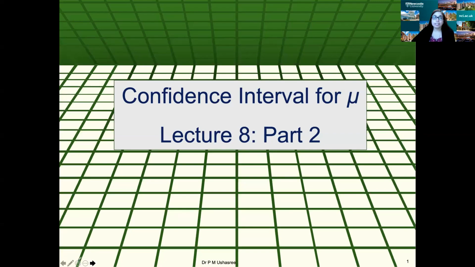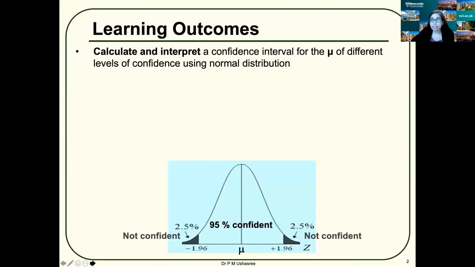Hi everybody. In part 2, we're going to see how to estimate the confidence interval for the population mean from a normal distribution. By the end of this week, you should be able to calculate and interpret a confidence interval for the population mean at different levels of confidence using the normal distribution.